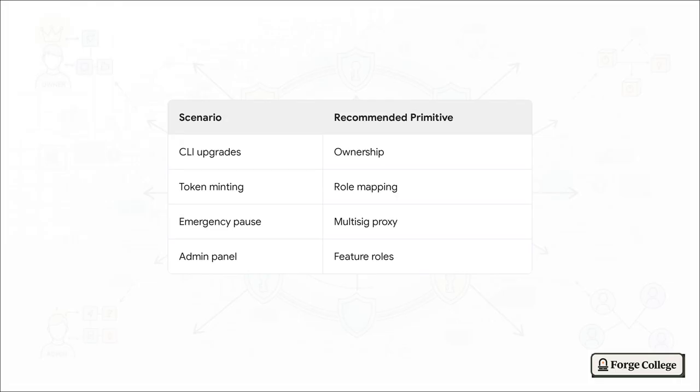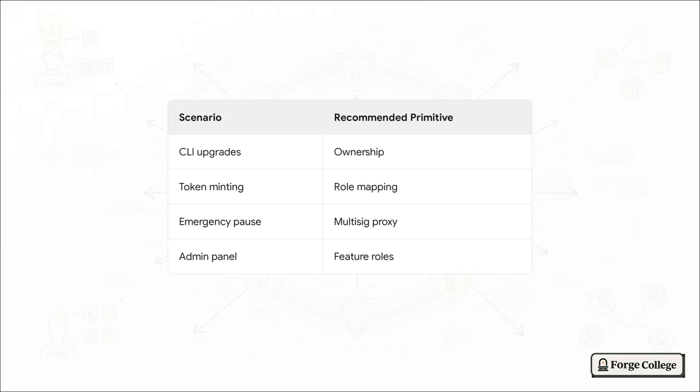Got a single maintainer doing basic CLI upgrades? Simple ownership is totally fine. But what about token minting? Yeah, you definitely want role mapping there because you might have multiple authorized mentors. Now, for an emergency protocol pause, you might use ownership, but you'd want to proxy it through a multisig or time lock just to stop a single rogue actor from halting everything.